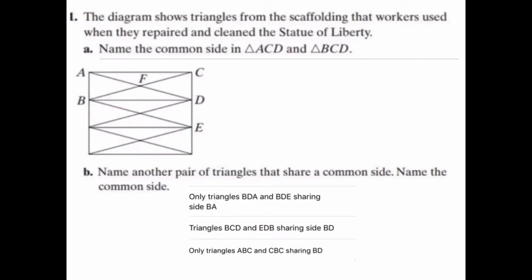The diagram below shows triangles from the scaffolding that workers are using when they repair and clean up the Statue of Liberty. They want us to find the common side between triangles ACD and BCD. So again, it's easiest to draw these with different colors. So I drew ACD in yellow and BCD in green. And what you'll find is that they overlap each other right here on segment CD.